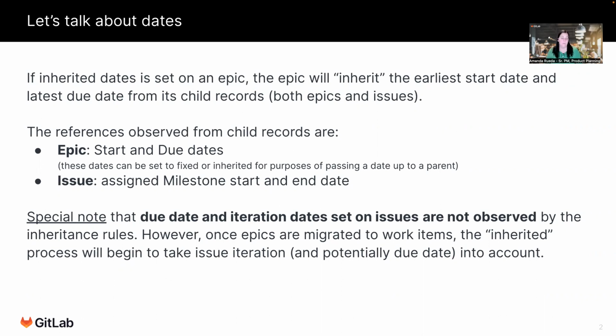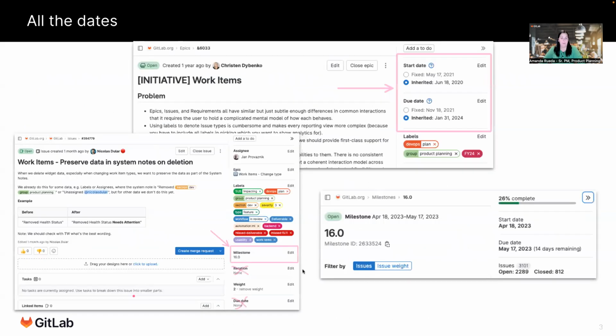For child issues, there's a number of different date-related data points on the issue, but the only one that's observed for inherited dates on an epic parent is the milestone start and end date. So I really want to point out that if you're using due date or iterations on an issue, those are not passed to the epic parent at this time. But this is something that we are planning on changing once we migrate to our new backend framework of work items.